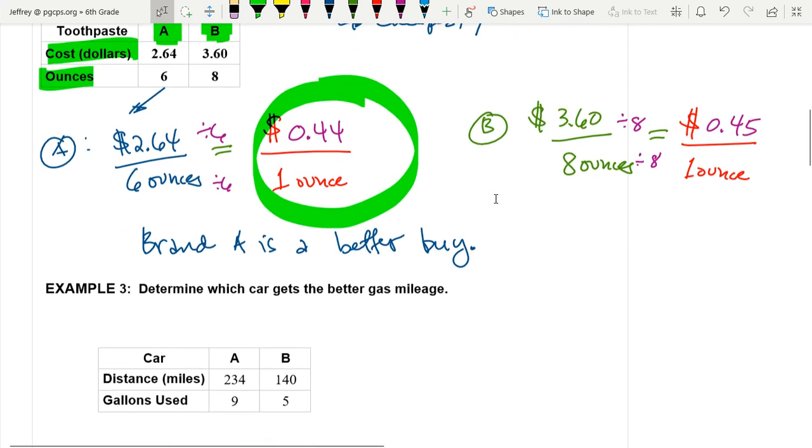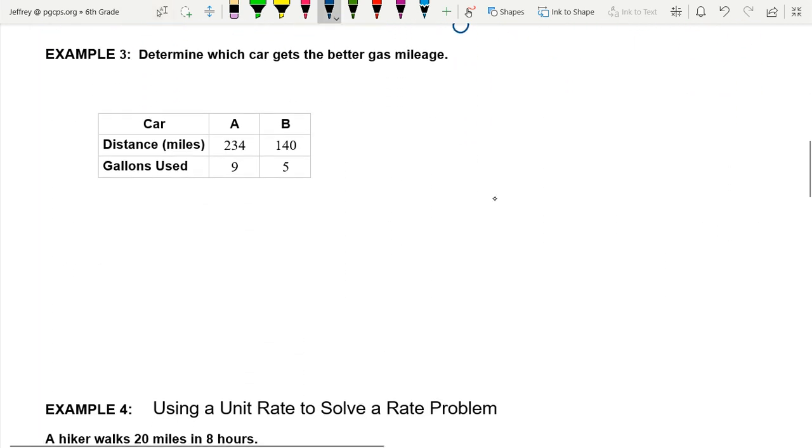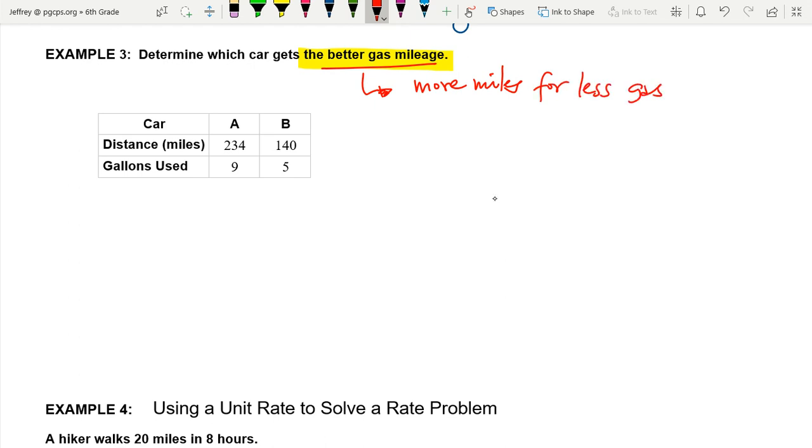Now let's do example 3. It says here, determine which car gets a better gas mileage. What does a better gas mileage mean? It means more miles for less gas, right? Or the same amount of gas, but you travel more miles. More miles for less gas. So is it car A or car B?